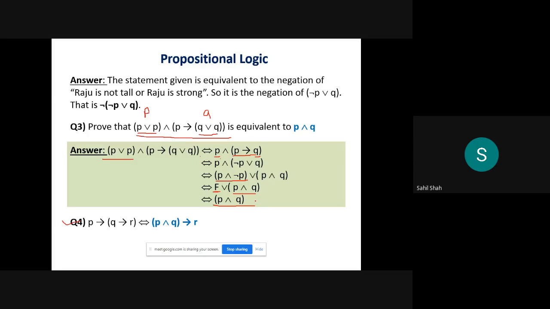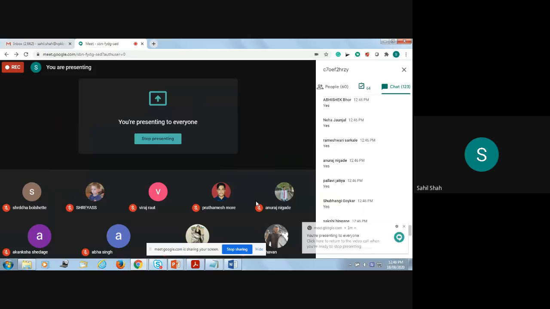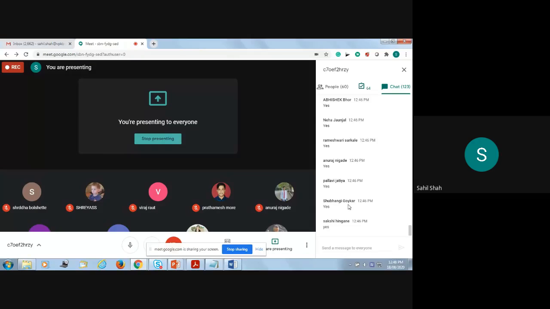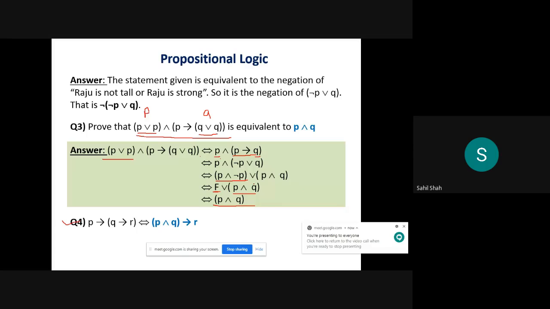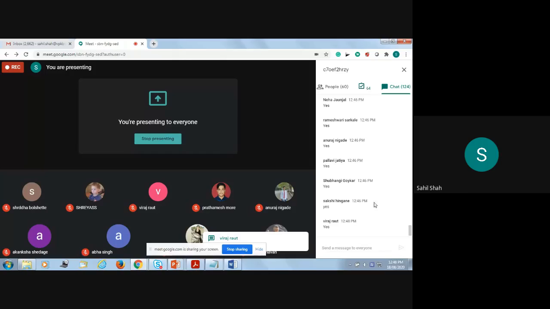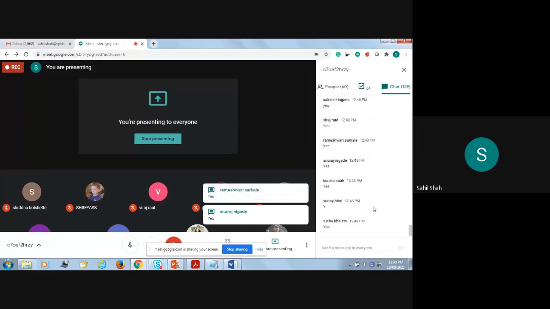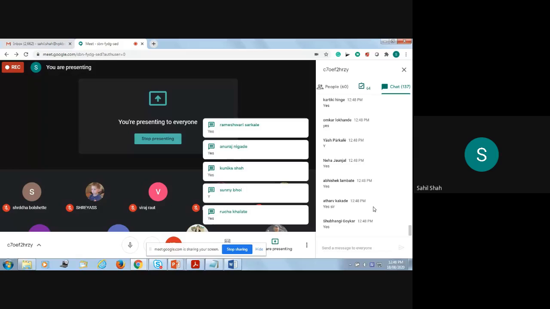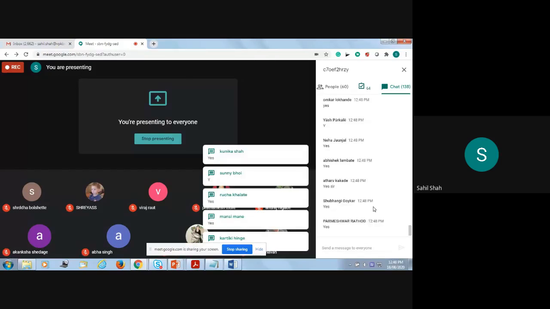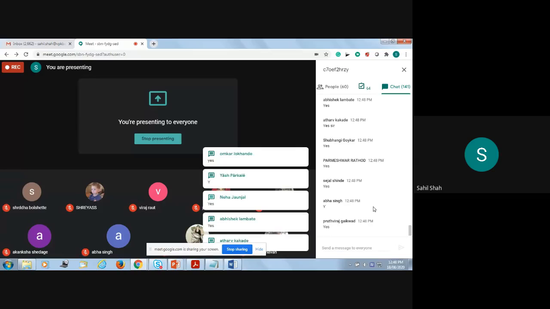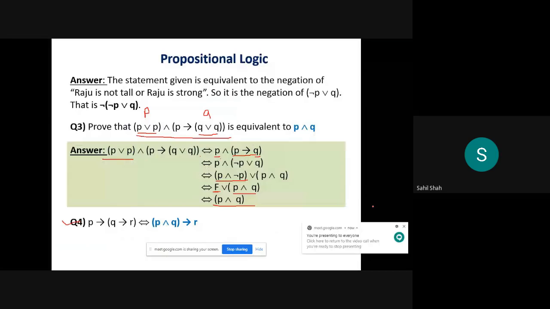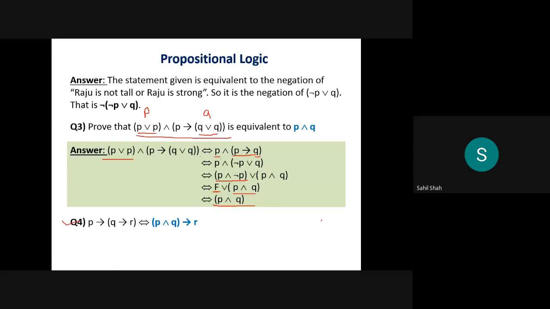Is it fine? Just go through this. If it is fine, can you reply in the chat window if it is clear? Can you please reply in chat window? Is there any problem? Anyone? If at all you are having any problem, let me know. No problem at all? Fine. If it is the thing, that's good. That was virtually also discrete maths can be taken.